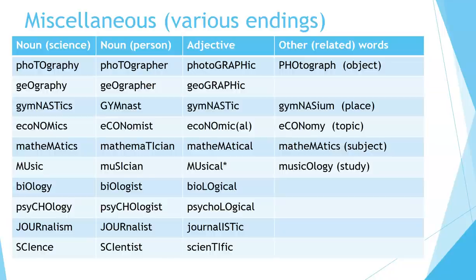There are two adjective forms here. Economical means not expensive. Economy. Mathematics, mathematician, mathematical, mathematics. This is the subject. Music, musician. Musical, musicology. This is the study of music. Biology, biologist. Biological. Psychology, psychologist. Psychological.